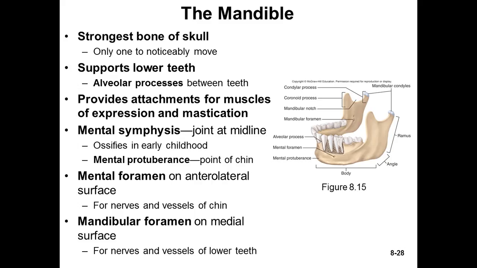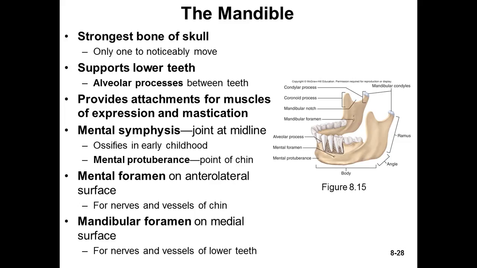So you have alveolar processes over here too, between the teeth. They're actually showing you over here, which is good. Alveolar processes between the teeth support your lower teeth. Muscles attach there. Some of your chewing muscles will actually attach there. You also have the condylar process. Your temporalis muscle will attach to it. Those little mandibular condyles will attach to the temporal bone. We talked about those earlier.